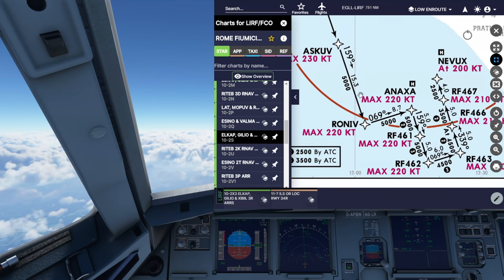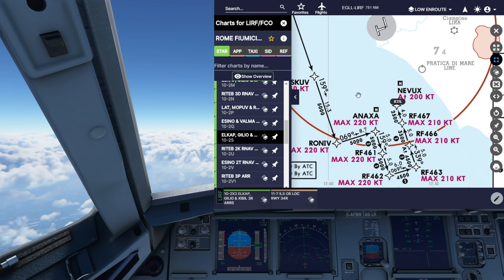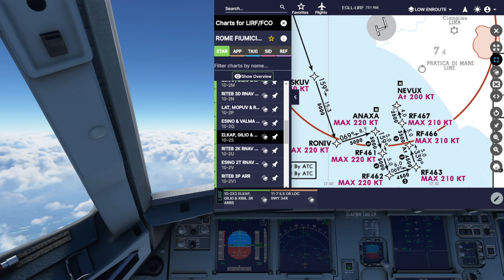What this means is that air traffic control can let you fly this arrival, and then they'll just peel you off if they find that there's space for you. So let's say we're coming along here, we might find that we go from Anaxa straight to Nevux and then in, would be one example.